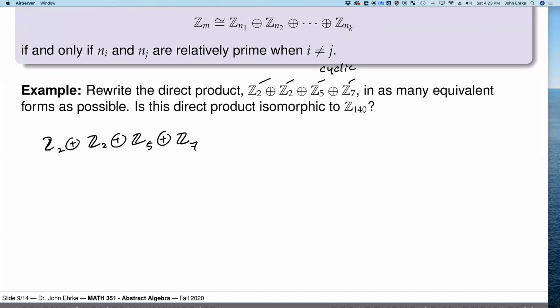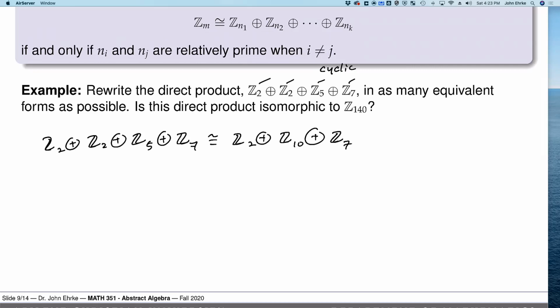So this would be isomorphic to, let's start off by combining 2 and 5, which are relatively prime. So Z2 and Z5 would give Z10, and Z7. So I know that that pairing is isomorphic. I'm just using this result where I paired Z2 and Z5. So 2 times 5 is 10. So that gives me Z10.